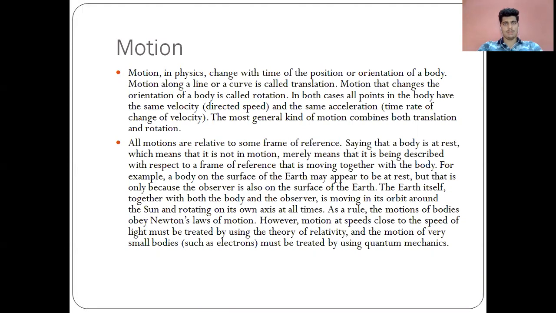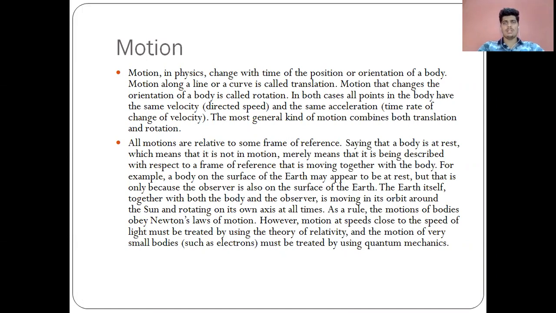Like maybe an object has slid some distance forward or backward, or the orientation of the body has just rotated. Let's say you have rotated a chalk, so it changes its orientation. Motion along a line or a curve is called translation. So, if motion is straight or on a line or a curve, we call it translational motion. And motion that changes the orientation of a body is called rotational motion.